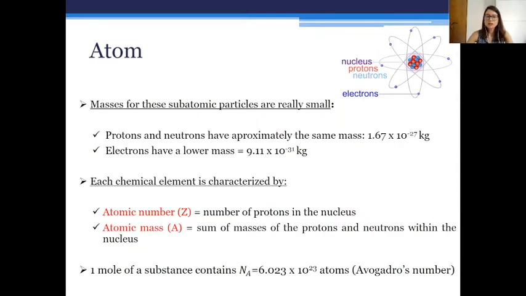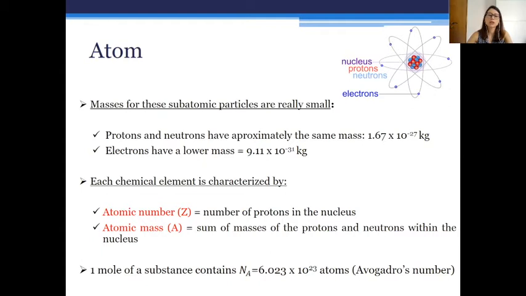The masses of these subatomic particles are really small. The protons and neutrons have approximately the same mass, 1.67 × 10⁻²⁷ kilograms, and the electrons have a lower mass, 9.11 × 10⁻³¹ kilograms.